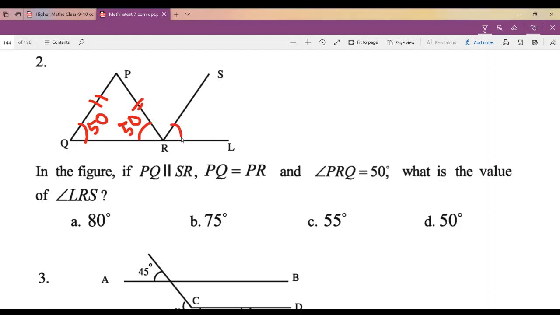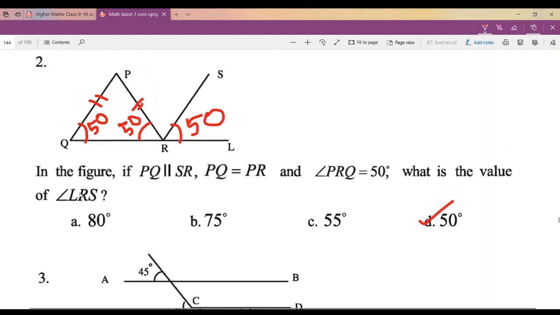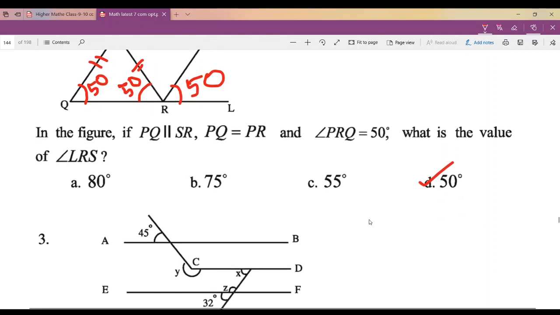Given RS is parallel to PQ, so these two are corresponding angles, so it is also 50 degrees because corresponding angles are equal in case of parallel lines. So the result is the value of LRS equals 50 degrees.